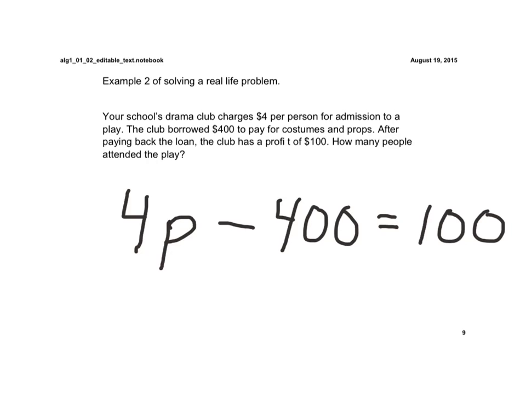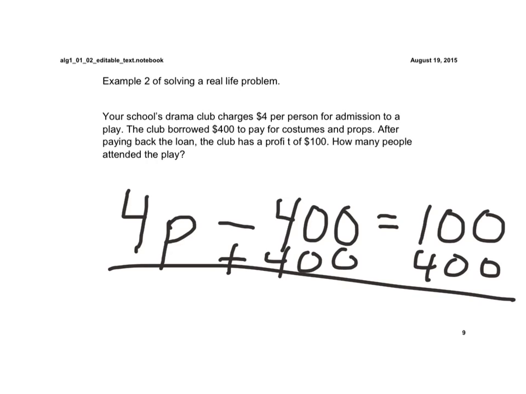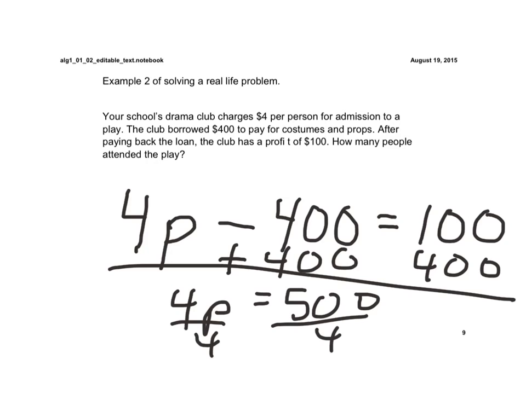We're just ready to solve a two-step equation. So we're going to add 400 to both sides. We get 4p is equal to 500. Now we're going to divide both sides by 4, and we would get p to be 125 people. And again, when you're doing word problems, you need to make sure you label things. So there again, we're using multi-step equations to help solve a real-life problem.